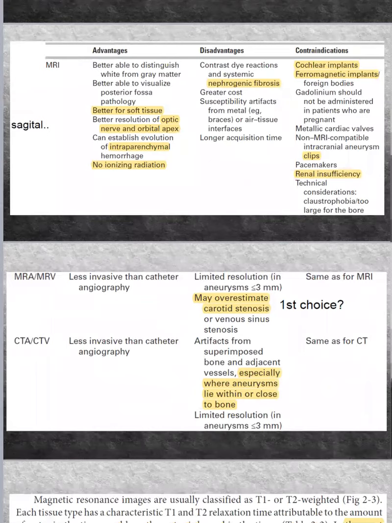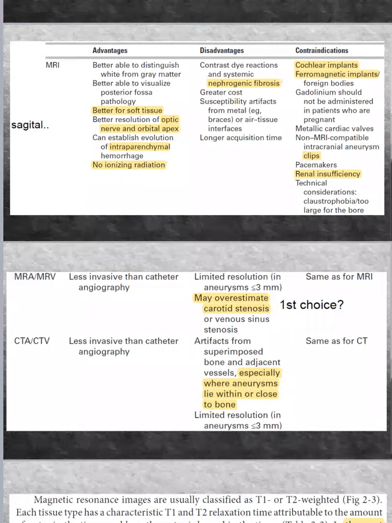What are the advantages versus disadvantages of MRI? Here the advantages: better in soft tissue, so better in the orbital apex, which was poor in cases of CT. Also, the intraparenchymal hemorrhage, no ionizing radiation. Also, I can get the sagittal view as well. Here, the patient may have a disease due to the gadolinium dye injection, contrast dye injection.